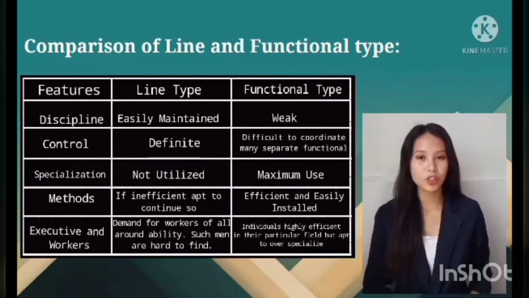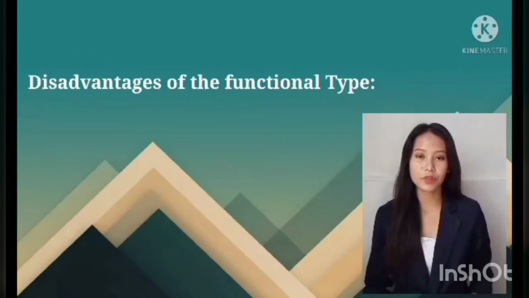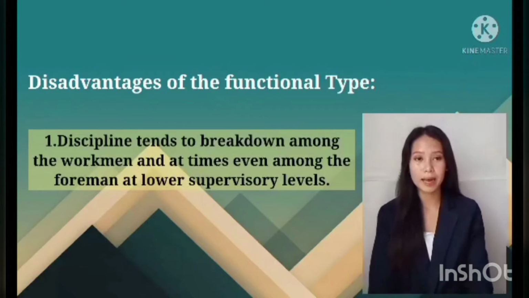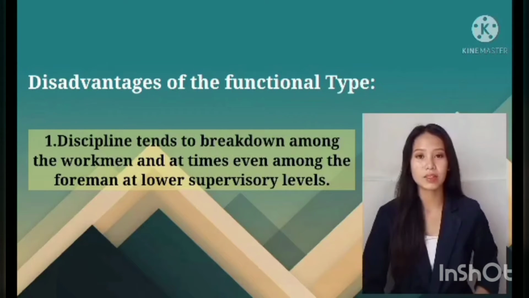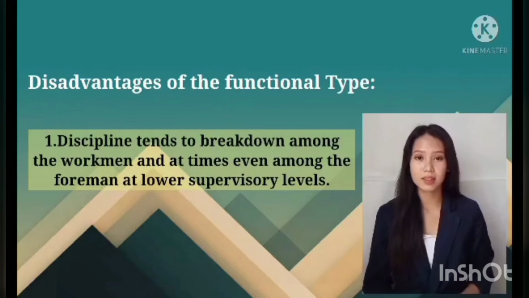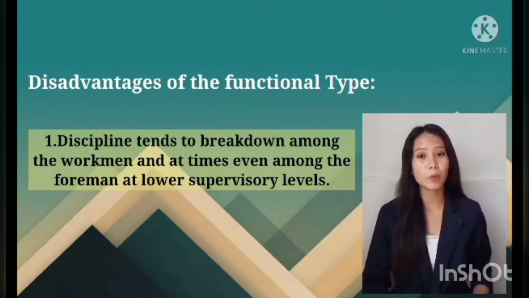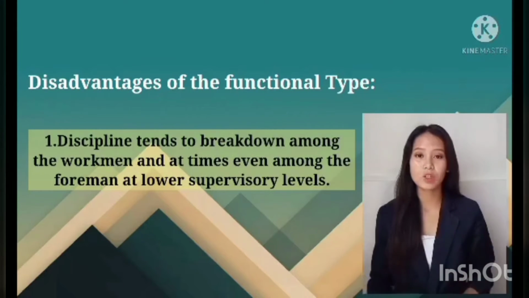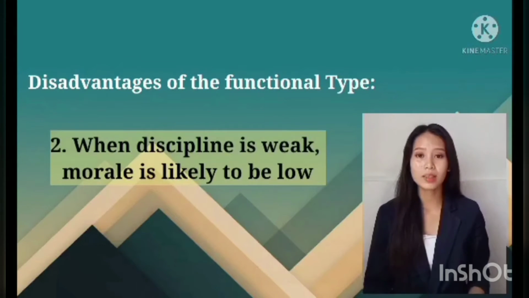Comparison of line and functional types. Disadvantages of the functional types. One, discipline tends to break down among the workmen and at times even among the foremen at lower supervisory levels. Human nature still insists on a clear authority. When the same workman answers to many supervisors, his discipline becomes lax. Two, when discipline is weak, morale is likely to be low.